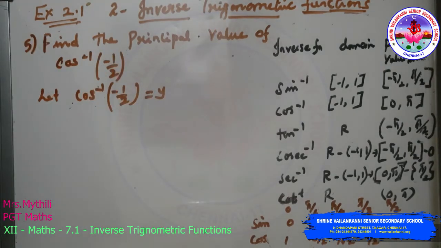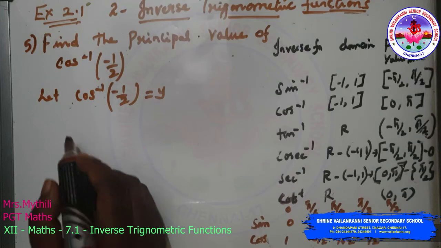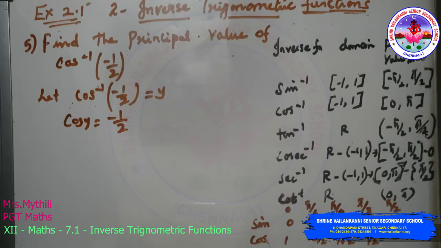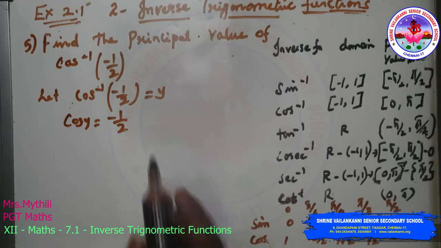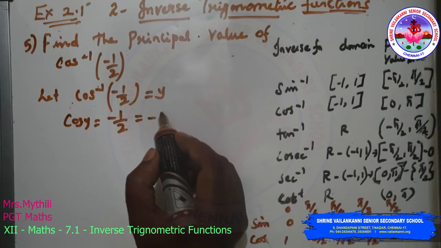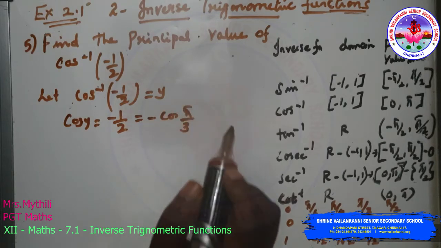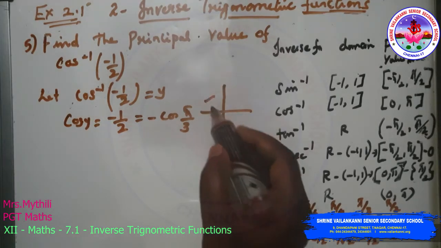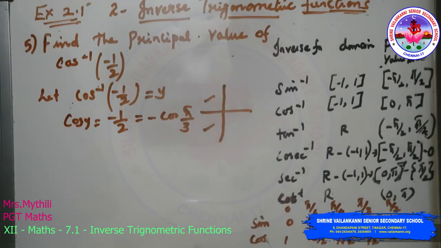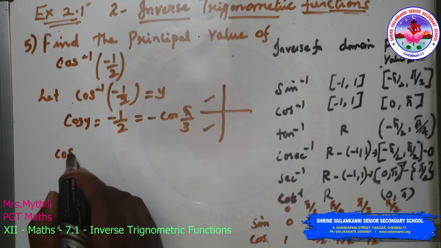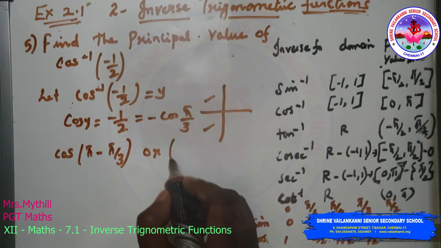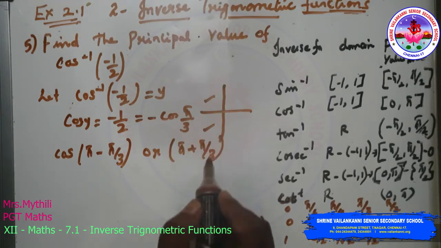Fifth one, find the principal value of cos inverse of minus half. Let cos inverse of minus half equal to y. Then cos y equal to minus half. Cos pi by 3 is half, so minus half is equal to minus cos pi by 3. Cos is negative in the second and third quadrants. So we can choose either cos of pi minus pi by 3 or pi plus pi by 3.